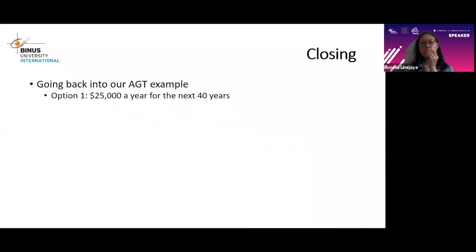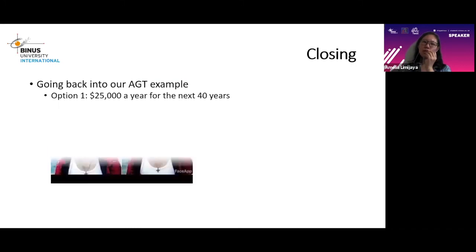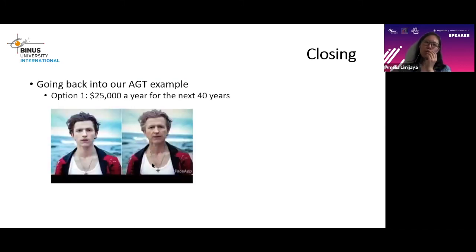Here, going back to our AGT example, first option, $25,000 a year for the next 40 years. Let's say you win at the age of 25. If you choose this option, you will get the money yearly until you are 65. So it's going to look like this. You know who this is, right? Somebody mentioned in the chat box, Tom Holland, yes, thank you.